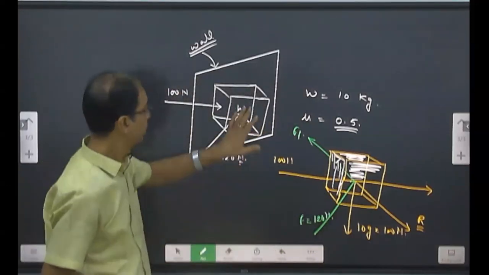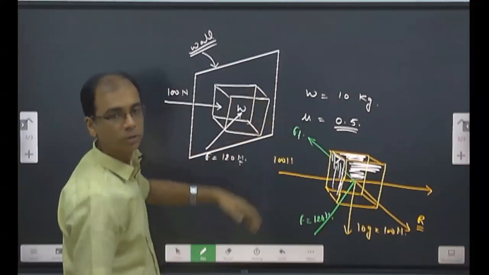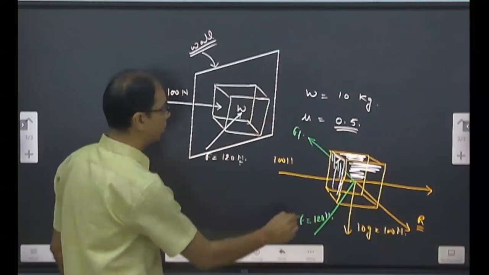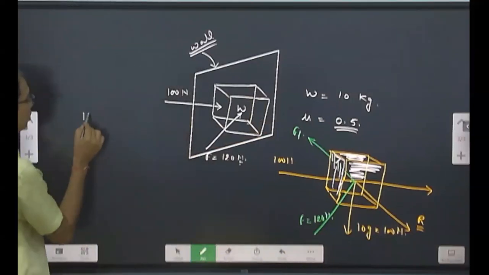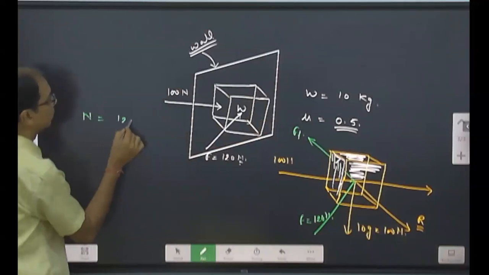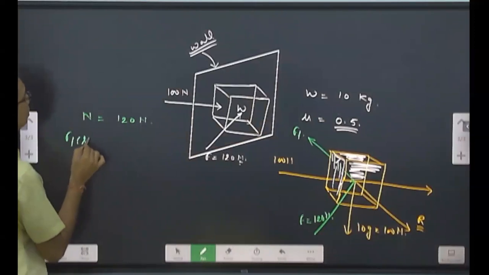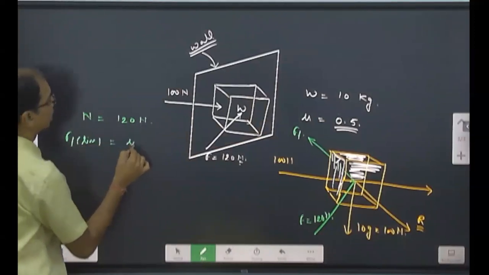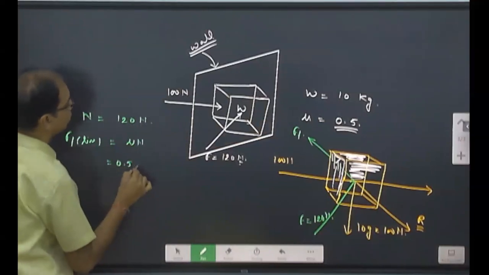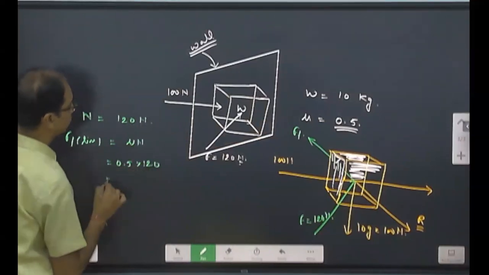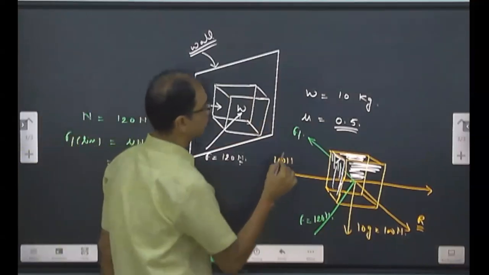What force are you applying? You are applying it like this, so the normal contact force will be opposite to that. So the normal contact force value is what? 120 Newton. So what is the limiting force? Limiting friction is mu N. Mu is 0.5, so 0.5 into 120 means the force of friction is 60 Newton. So 60 Newton is acting over here.